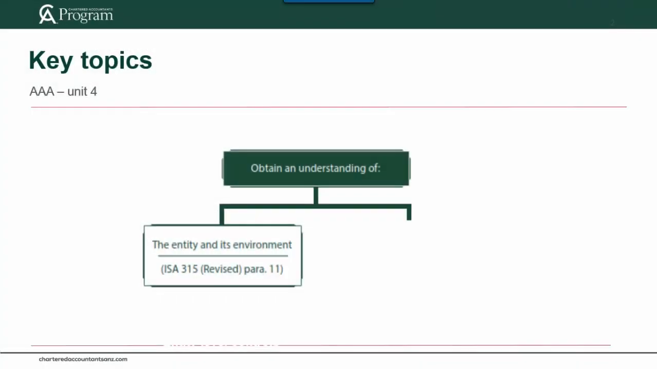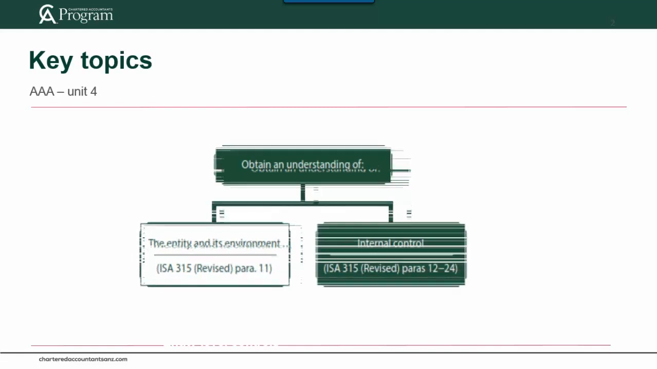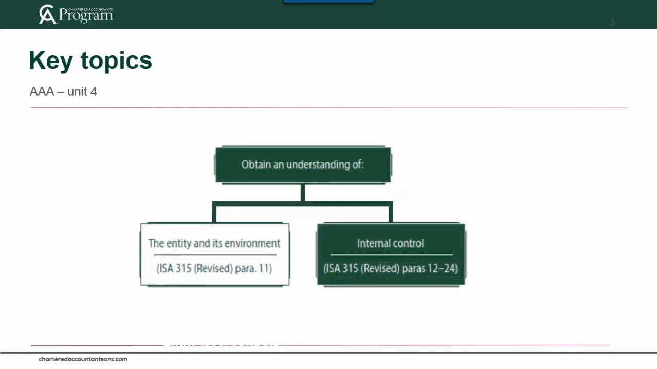Unit 4 continues the examination of ISA 315 revised by focusing on the auditor's responsibilities in respect of the identification and assessment of risks relating to internal controls at the planning stage of the audit.